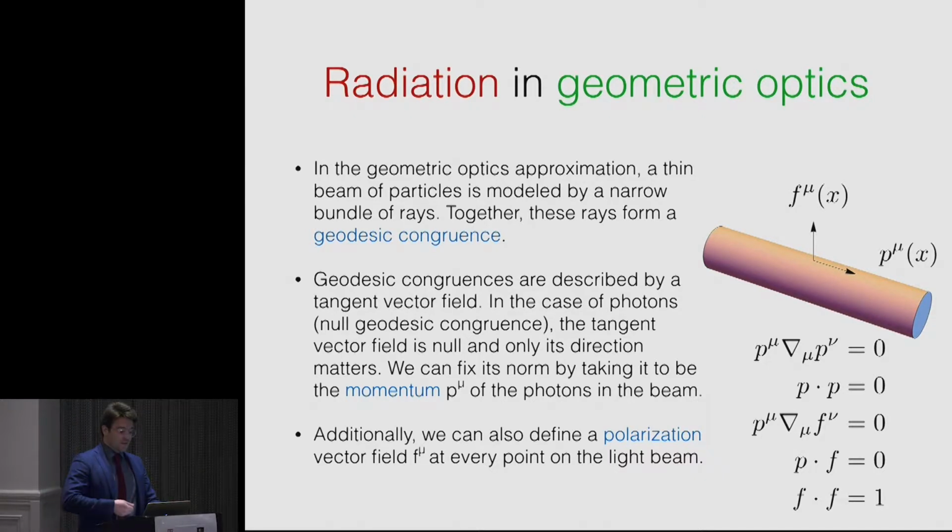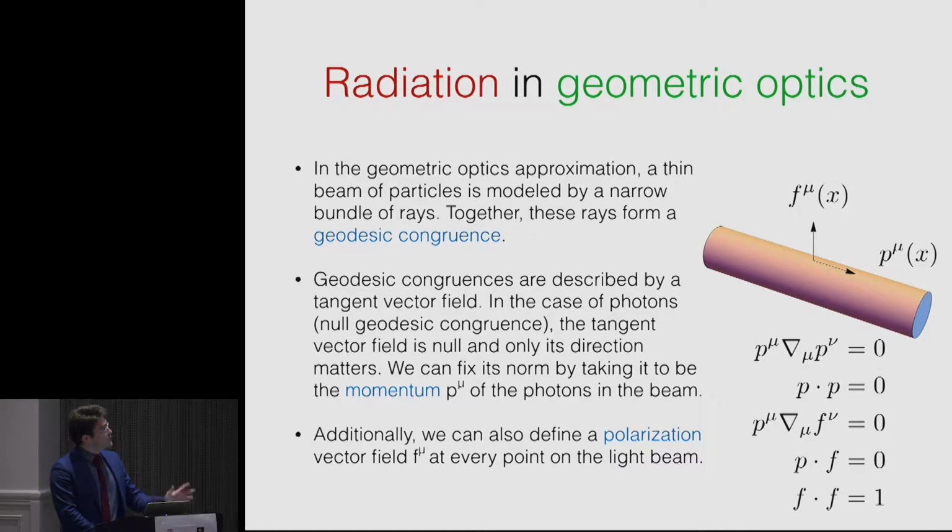And therefore, the tangent vector field is null. Now, what this means is that only its direction matters. And in principle, the norm is not fixed. But we can fix it by requiring it to be precisely the physical momentum p of the photons flowing down the beam. And additionally, everywhere inside the beam, we can define a polarization vector field, which tells us what the polarization of the photon passing through that point is. So the picture that we have is that we have a beam of light, and there are two vector fields defined within this beam, which is a null congruence. And they satisfy the equations that I wrote down in the corner.